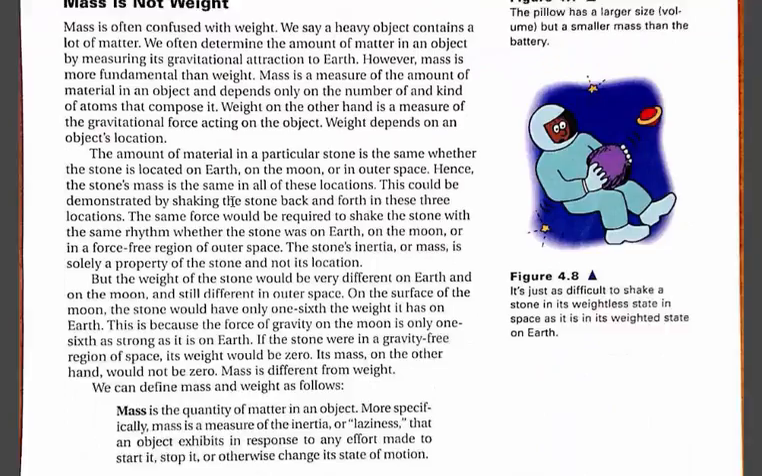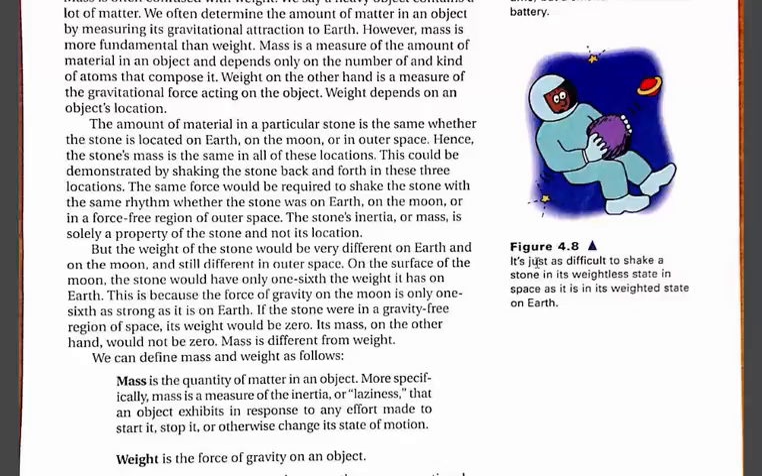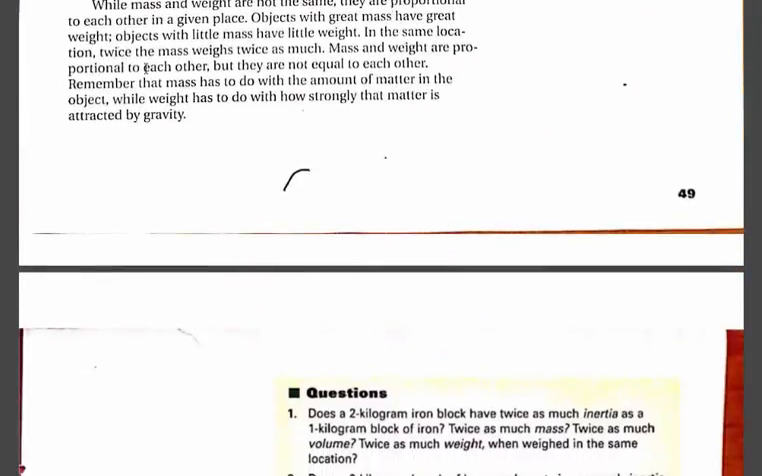Let's look at the cartoon over here. Figure 4.8. It's just as difficult to shake a stone in its weightless state in space as it is in a weighted state on Earth. Shaking it back and forth is equally difficult because of its inertia. While mass and weight are not the same, they are proportional to each other in a given place.